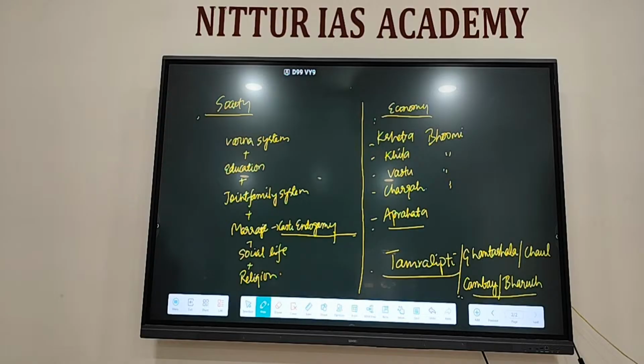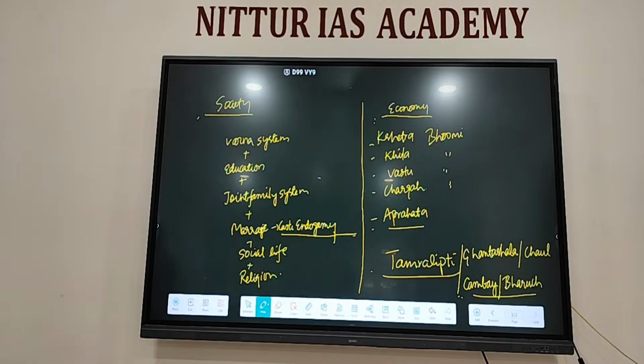Right. So these are the things you have to keep in mind with regard to the ports that are mentioned: Tamralippi, Ghantashala, Chaul, Cambay, and Bharuch. Next point, ready?